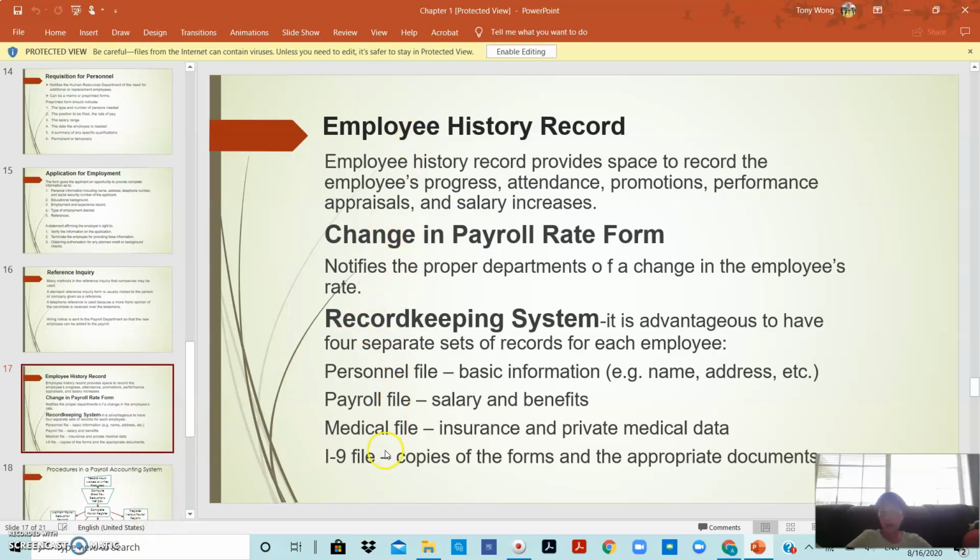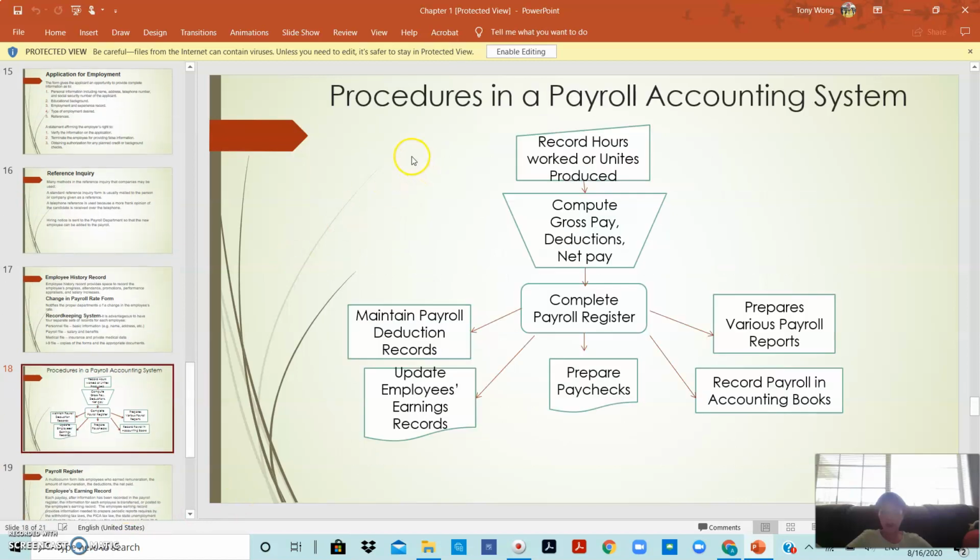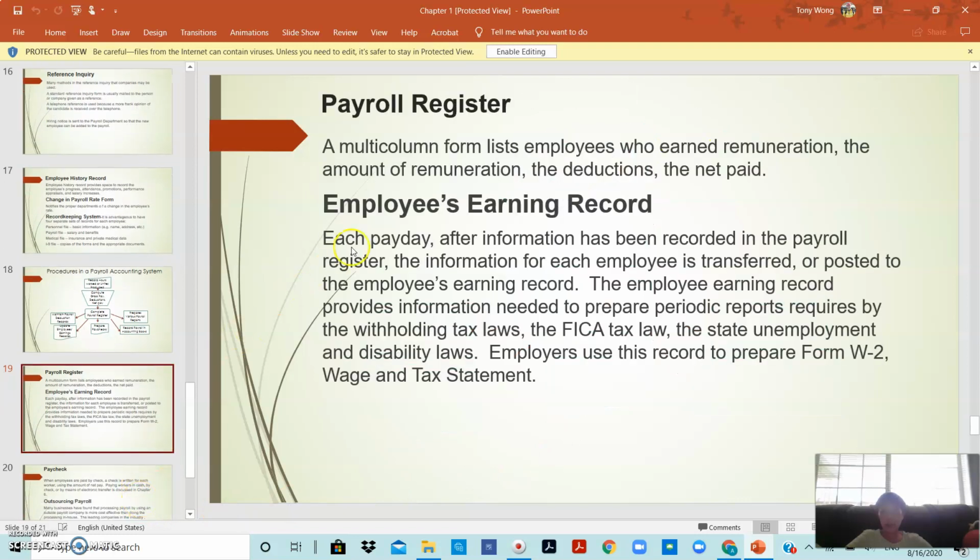I'm not going to talk about this employee history record. You can read this slide. And the procedure in the payroll accounting system, you can read this slide too. And the payroll register, employee earning record, you can read this slide.